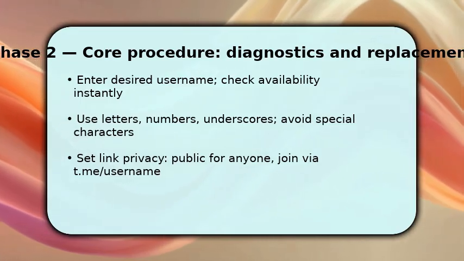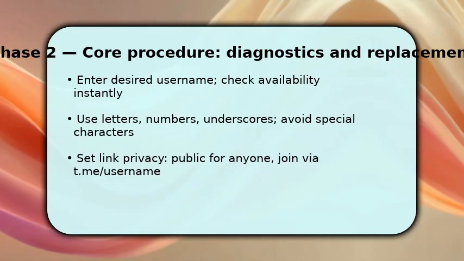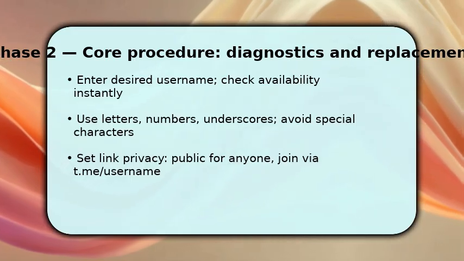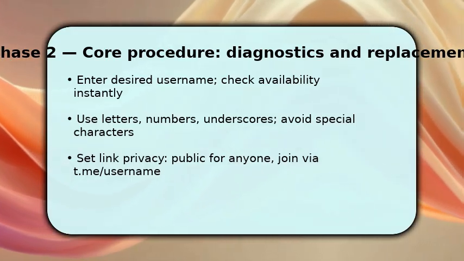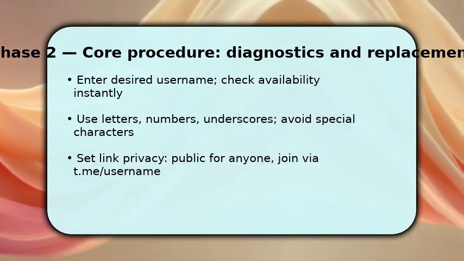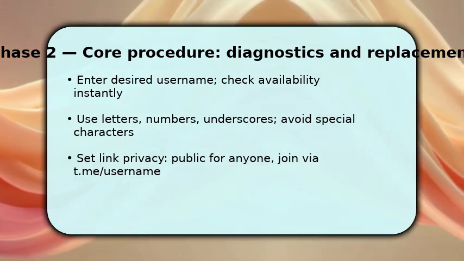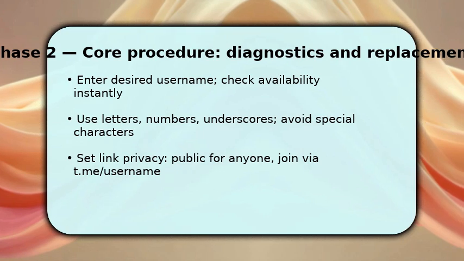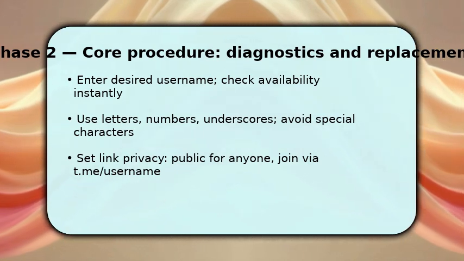Also, consider branding and privacy. A public username makes the t.me link discoverable. If you want restricted access, you'll need an invite-only private group instead. When the username is accepted, tap Save. Telegram generates the live public link you can copy and share instantly.